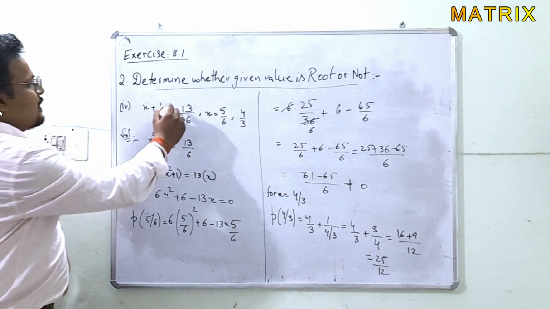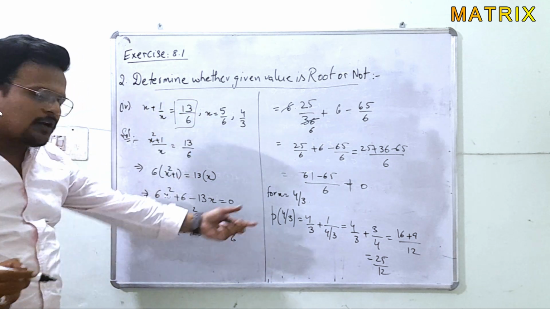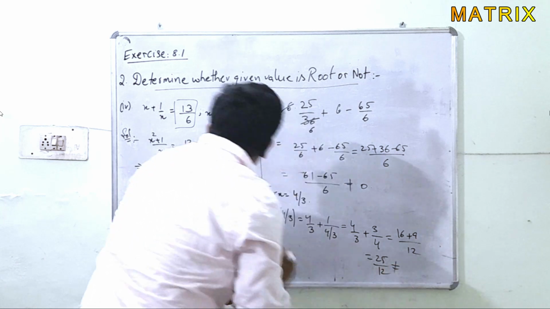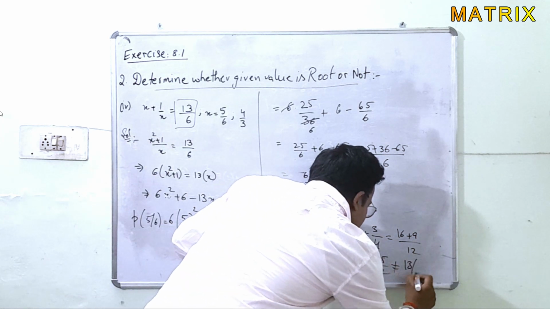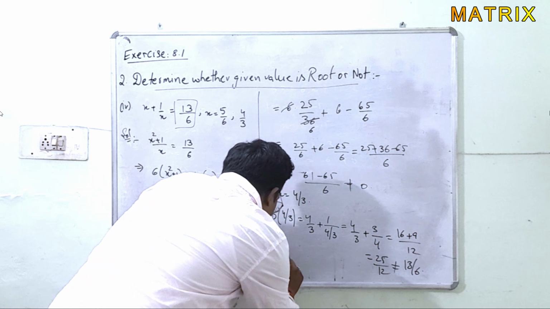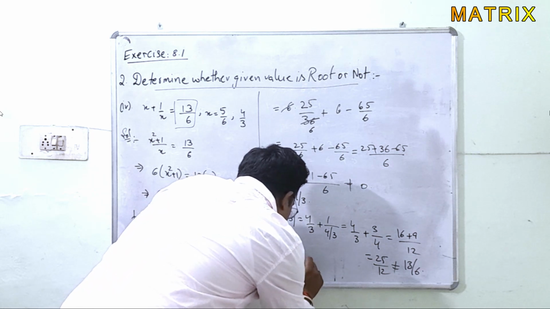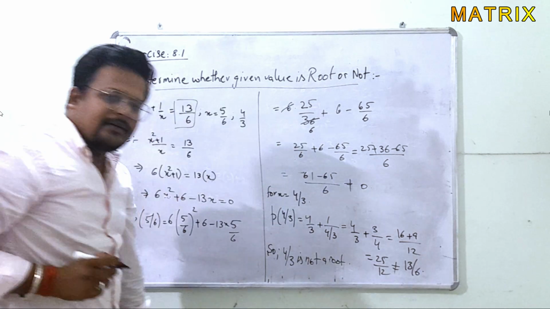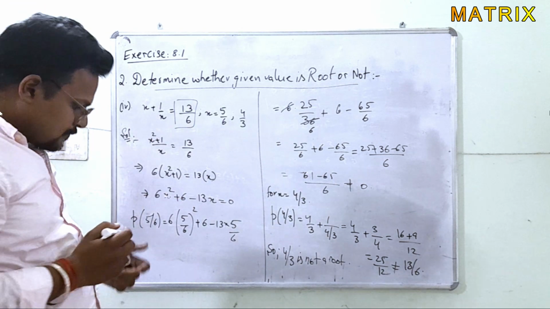Clear? But we were getting 13 by 6. So both are not equal. You can also say this is not equal to 13 by 6. So 4 by 3 is not a root. Clear? Alright.